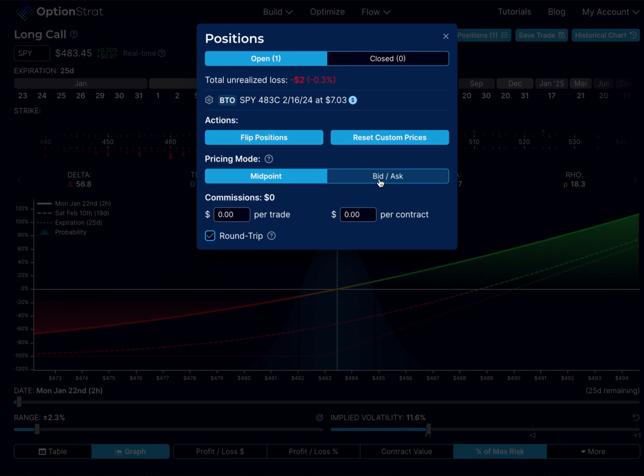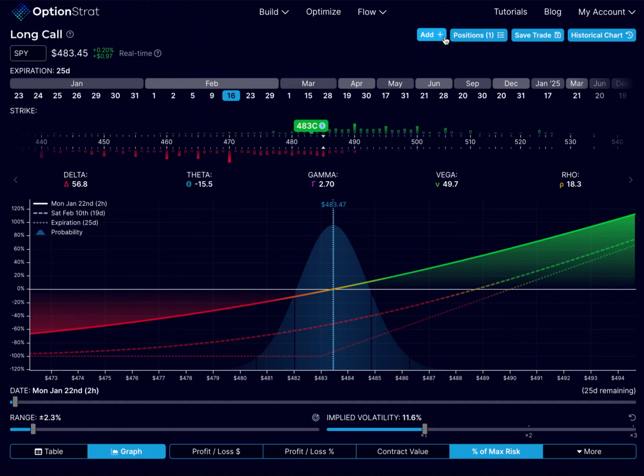The bid-ask spread is a more pessimistic way of looking at your trade. If you're trading something that has a tight bid-ask spread, this isn't going to make much difference. If you're trading something that has a wide bid-ask spread, this can make a huge difference. Most people tend to model off of the midpoint because generally you can get in and out of positions around that midpoint. Before I get to save trade, I'm going to look at adding a leg to this trade.